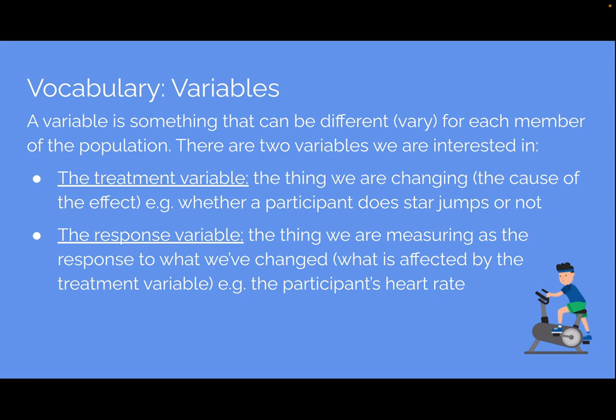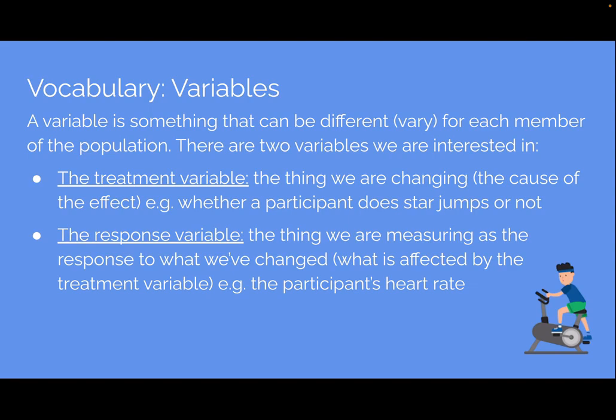So in an example where you're looking at how exercise affects heart rate, your treatment variable is whether the participant does star jumps or not, because that's what you're making them do. And the response variable is what you're measuring as a response. So you make them do star jumps and you measure their heart rate, or you have them just sitting still and you measure their heart rate, and you see if there's a difference in the heart rate, whether they were doing star jumps or whether they were just sitting still.